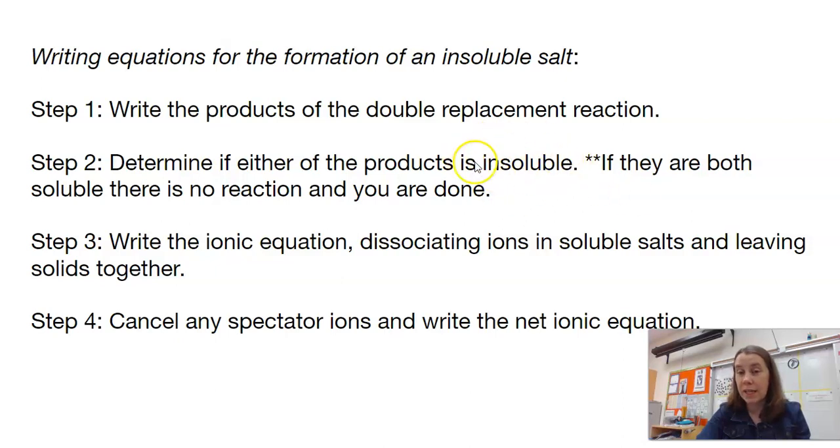If one of the products is insoluble, then you'll go through writing a full ionic equation where we dissociate any ions that are soluble, all right? But the solids will stay together because they're not dissolved, so they didn't dissociate. And then we'll cancel out spectator ions. I'll talk about what those are in just a second, and then write the net ionic equation with what's left.